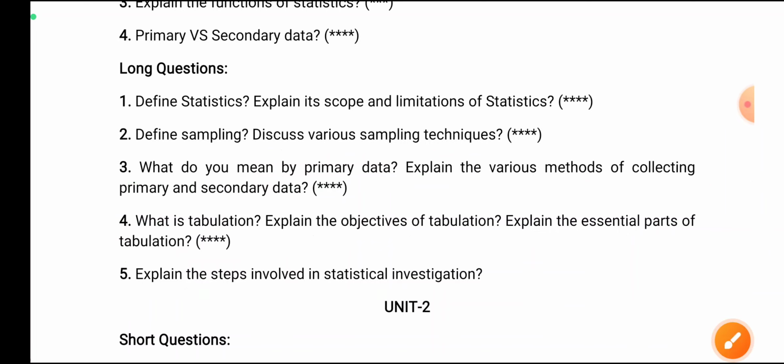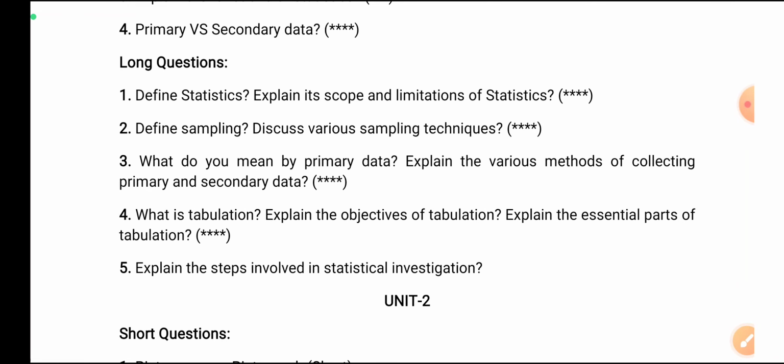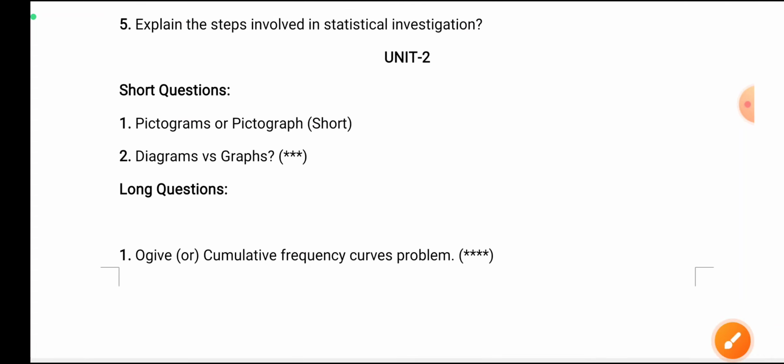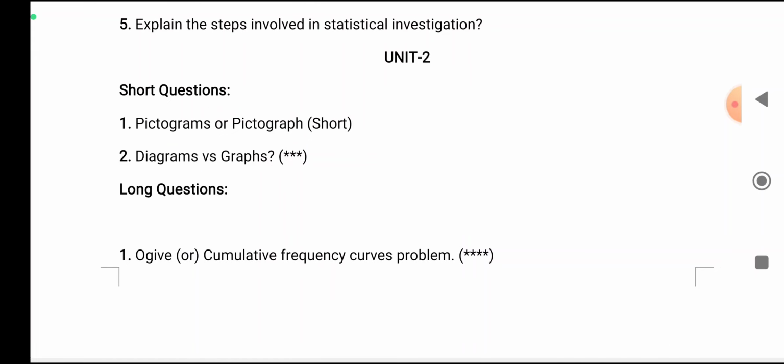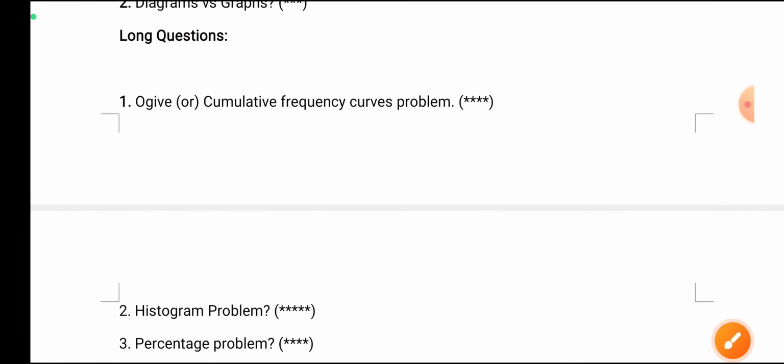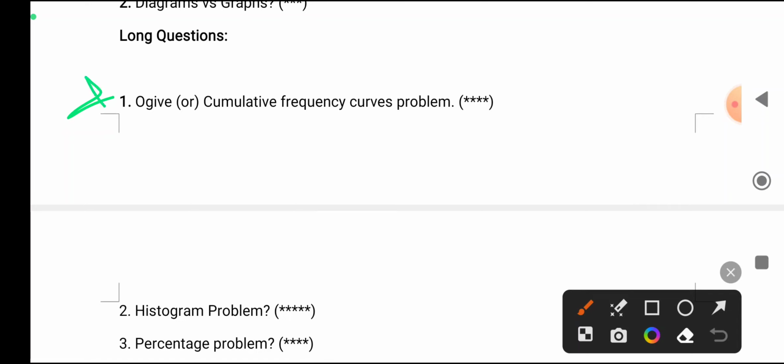So don't worry about the questions, just learn these 5 questions, that is enough. Next, Unit 2. Pictograms and pictographs come as a short question. Diagrams versus graphs is another question which will come. And in long questions, mostly ogive curves are one of the important questions which are repeatedly asked.